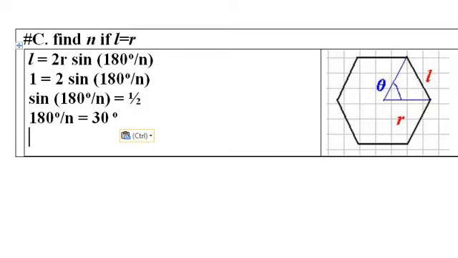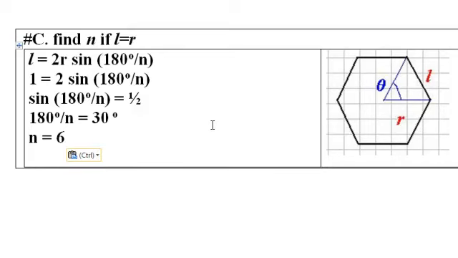So the solution is n equals 180 divided by 30, which of course is 6. Hence, for this particular condition, L equals R, the only solution we have is a regular hexagon. And this was the problem section for trigonometric equations involving multiple angles.